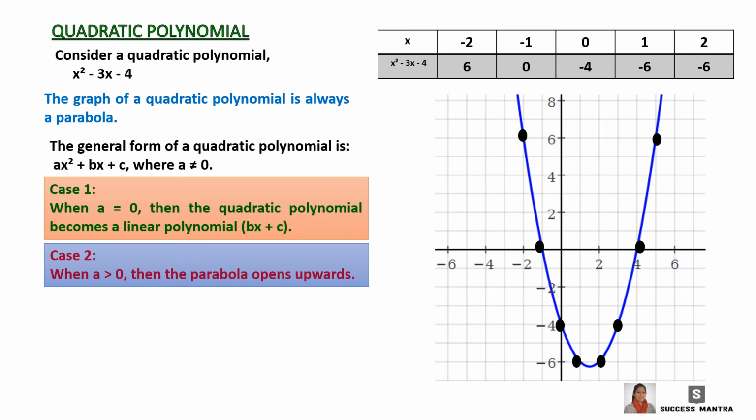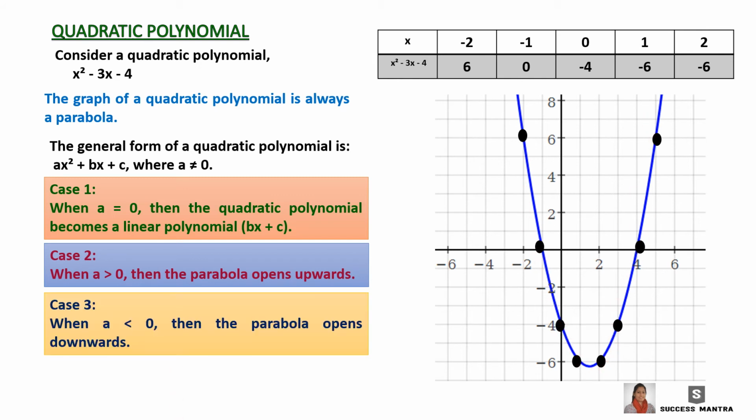Now the second case is that if a is greater than 0, then the parabola opens upwards. Here the value of a is 1, which is greater than 0, so the shape of the parabola is that it opens upwards. So what will be case 3? When a is less than 0, then the parabola opens downwards. Suppose this equation is like minus x square minus 3x minus 4, then this parabola will open downward. So these are the three cases in the case of a quadratic polynomial.